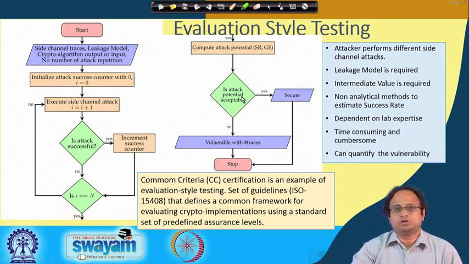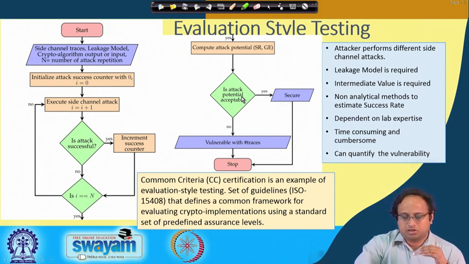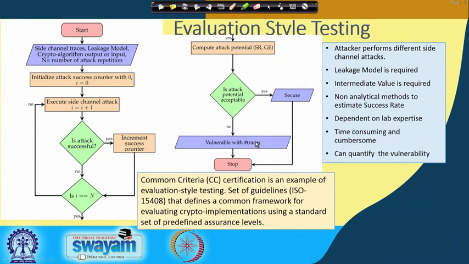So, now given the success rate and the guessing entropy, you basically make a conclusion depending upon the assurance level that you want to deploy your device at. For example, it may be a very highly sensitive application, or it may be not so highly sensitive. So, depending upon your application scenario, you make a decision whether this attack potential is acceptable or not. If it is acceptable, then you say that it is secure, under that context. Otherwise, you say that it is not secure, which means it is vulnerable with so many traces.